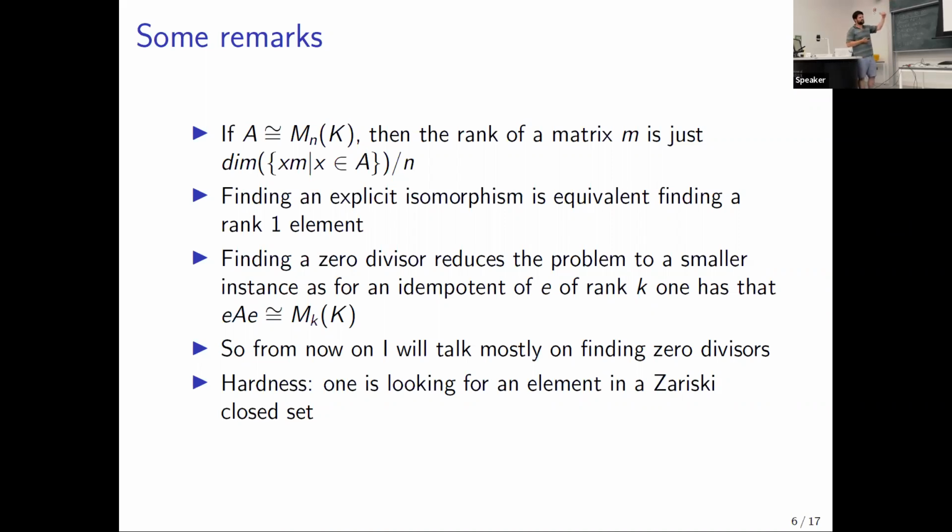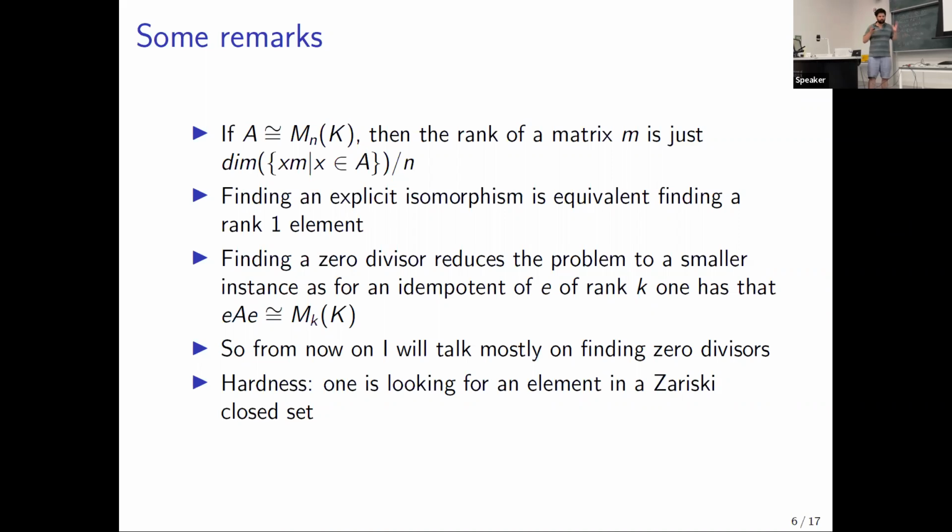Finally, it's actually also enough to find a zero divisor in your algebra. Oh yeah, I didn't tell you why it's actually enough to compute a rank 1 element. If you find a rank 1 element, you can look at the left ideal it generates, and you can look at its action by the algebra multiplication from the left, and that actually reveals every element as an n times n matrix. And in general, when you just find a zero divisor, which might have bigger rank, you can reduce the problem to a smaller instance by computing an idempotent of rank k, and then this easy observation that eA is just isomorphic to M_k(K) tells you that you can reduce to a smaller instance.